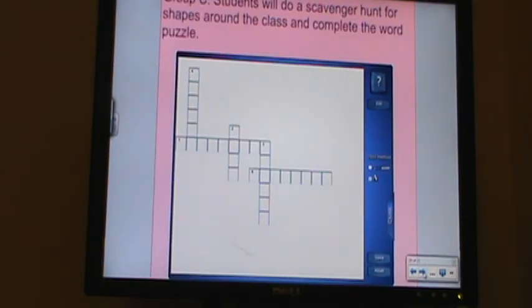Then we have group C, and this is the group of students that are able to work independently. I will be asking the students to do a scavenger hunt of shapes around the classroom. The students will go around the classroom looking for circles, triangles, squares, and stars. Once they complete the scavenger hunt and find all the shapes that were discussed in class, the students will complete a word puzzle activity. In the word puzzle activity, the students will have different clues that will help them complete and answer each of the different questions in the word puzzle.